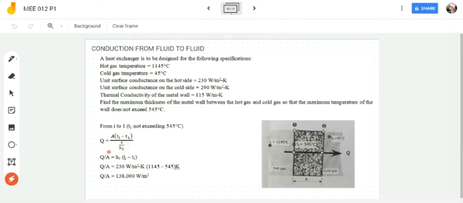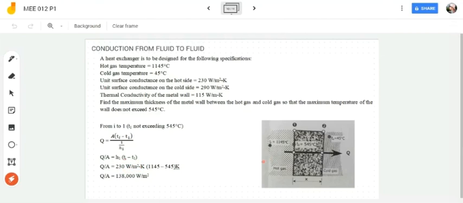Then getting the Q over A, since area is not given, it is actually equal to your H1 Ti minus T1. Your H1, or the unit surface conductance for the hot side, is 230 watt per meter squared Kelvin. Your Ti is 1145, and your T1 is 545 Kelvin. So Kelvin will cancel out. The remaining will be in watt per meter squared, and that is equal to 138,000 watt per meter squared. So that is your Q over A.